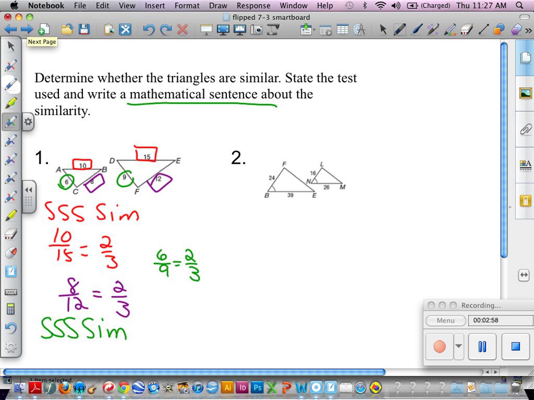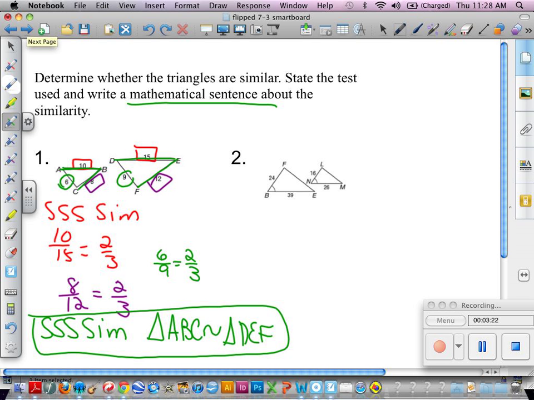So now you got to match your corresponding parts. Triangle, I'm just going to go A, B, C, similar. Now I got to match my corresponding parts. I went A, B, so I got to match it with D, E. And then I went to C, so I got to go with the one that corresponds, which is F. So make sure you are writing the similarity test as well as the mathematical sentence. That's something that you guys might forget on a quiz.